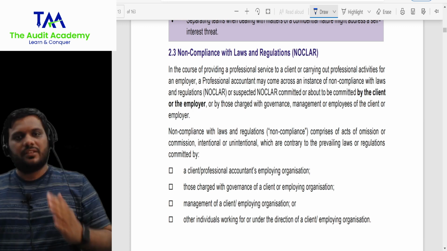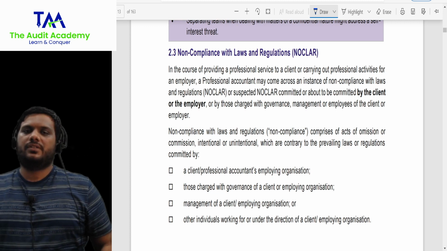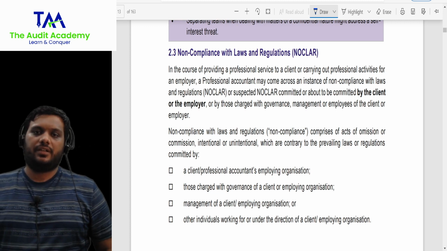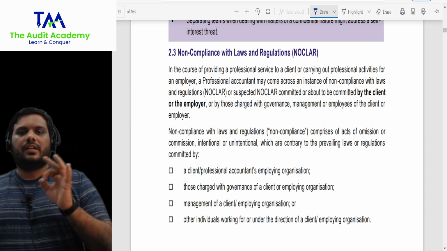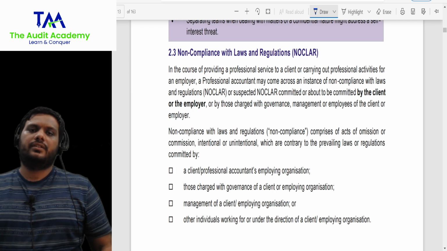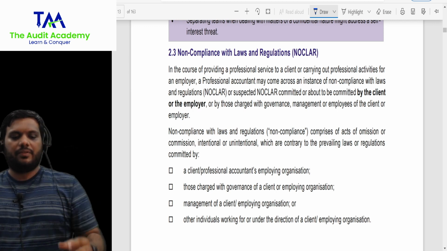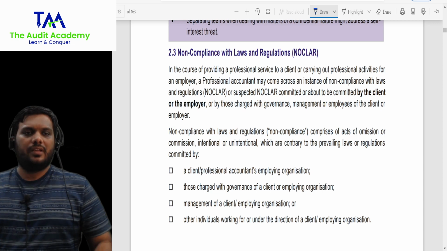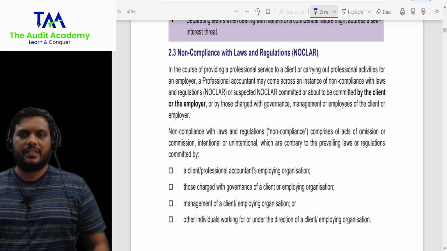So when you are reading this, my first request is that don't just think that you are conducting an audit of a listed entity. For all chartered accountants who are either in practice or employed by listed entities, how they are supposed to deal with non-compliance with laws and regulations when they come across it, that discussion is there over here. Yes, are you with me?